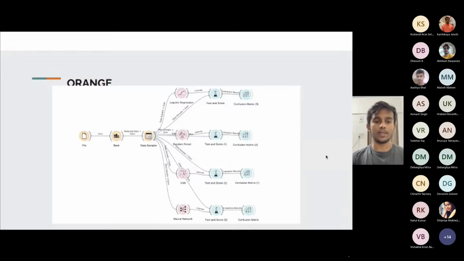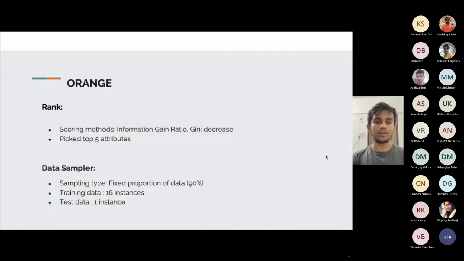In the first step, we had to import the file, before which the CSV file had to be transposed because of the shape of the array. Then we had to identify the target row, and other rows were taken as features. For the rank, the scoring methods were information gain ratio and Gini decrease. I picked the top 5 attributes. Coming on to data sampler, the sampling type was a fixed proportion of the data, 90%. So there were 16 training instances and 1 test instance.